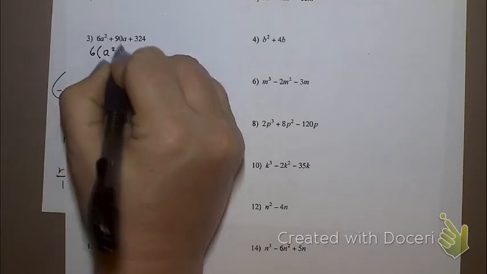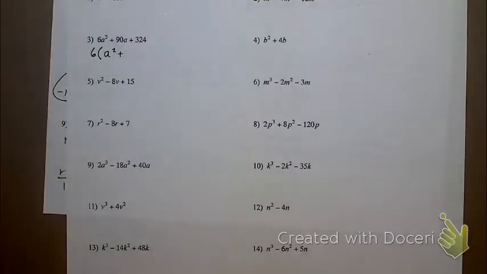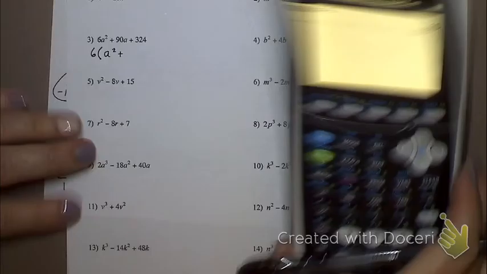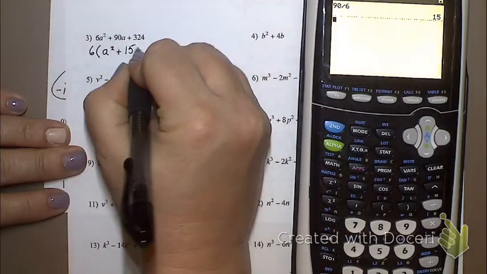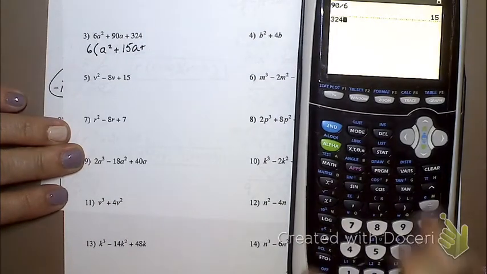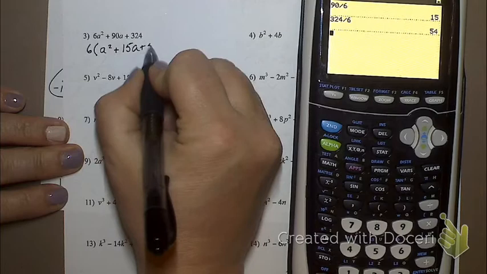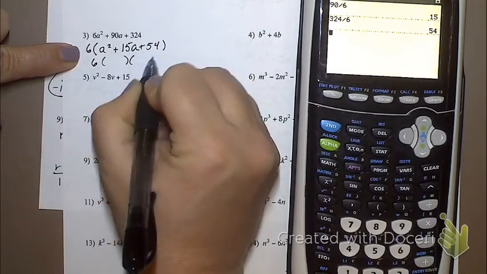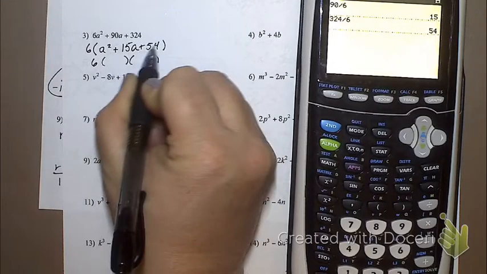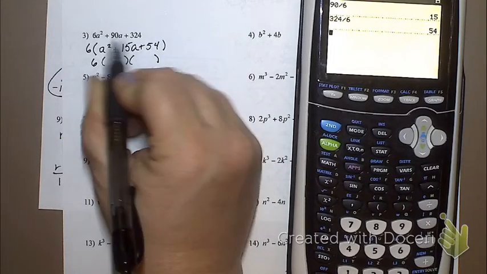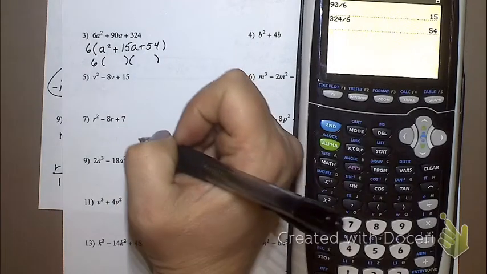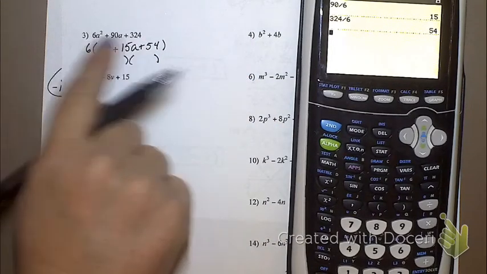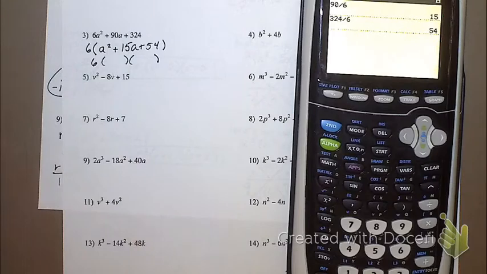What's 90 divided by 6? 90 divided by 6 is 15. And 324 divided by 6 is 54. So I'm going to have a 6, and then I'm going to have my 2 sets of parentheses. And those numbers are a whole lot more doable than 6, 90, and 324, right? So when you get those big numbers, your hint should be take something out first to make it more manageable. Okay? All right. Happy studying.